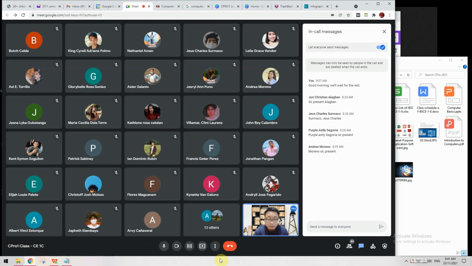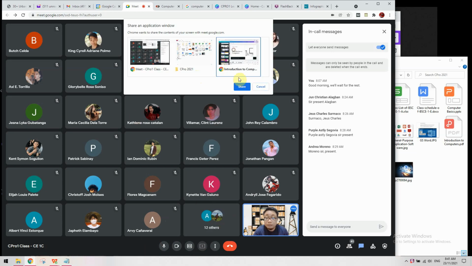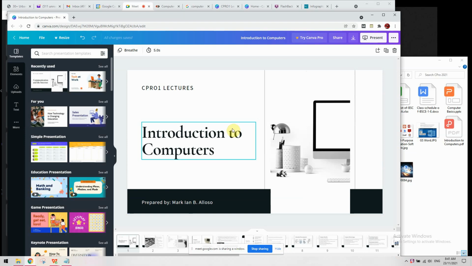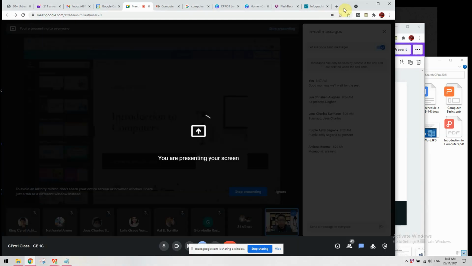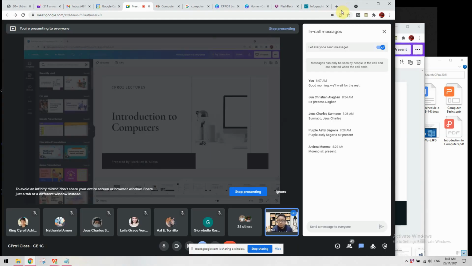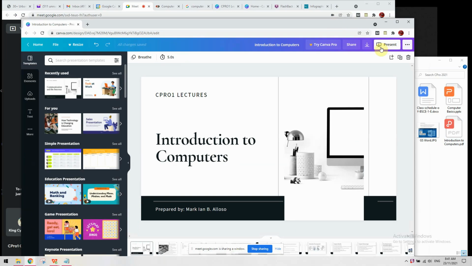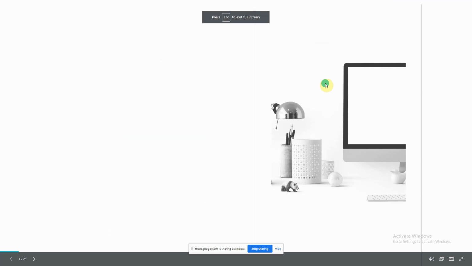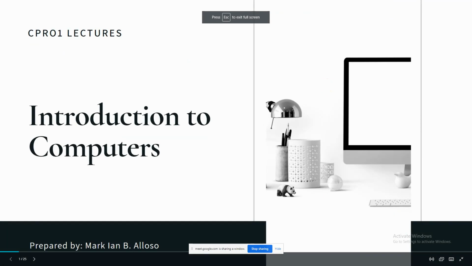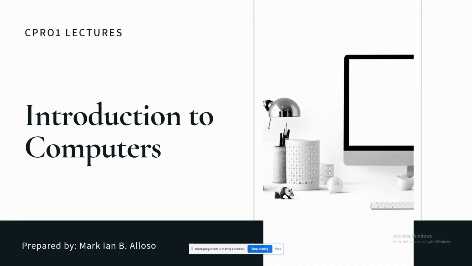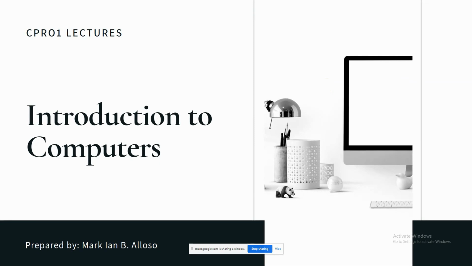I'll be sharing my screen. Try the window. Okay, kitaon. Kitaon na siya. Yes, sir. Okay. So, amo na ito niya, no? Start with the basic naman about computers.